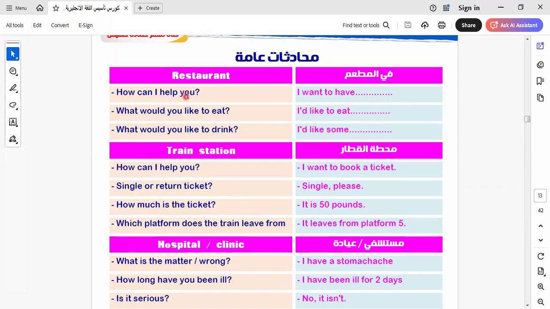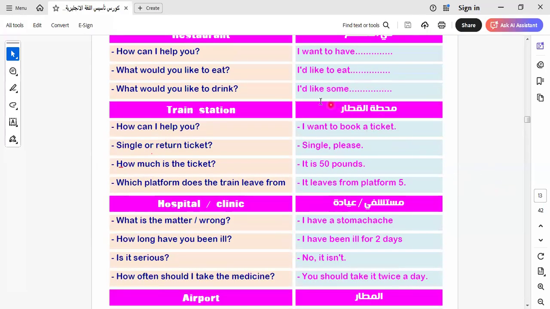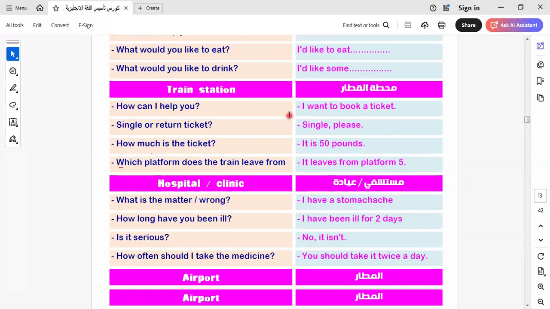In a restaurant, the waiter comes to you and says, how can I help you? You reply, I want to have. What would you like to eat? I would like to eat meat, fish, spaghetti, pasta, or pizza. What would you like to drink? I would like some juice, or others say I would like cola, for example.